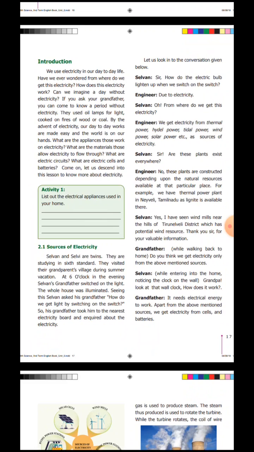We use electricity in our day-to-day life. Have we ever wondered from where we get electricity? Where do we get electricity? How does electricity work? Can we imagine a day without electricity? If you ask your grandfather, you can come to know a period without electricity. They used oil lamps for light and cooked on fires of wood or coal. By the advent of electricity, our day-to-day works are made easy and the world is in our hands.